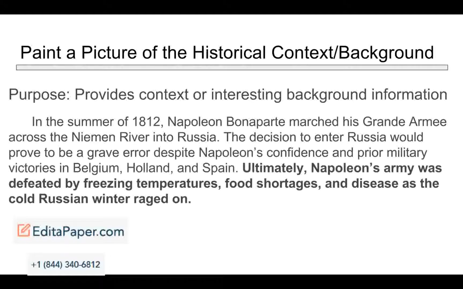So here we know the essay is going to be all about Napoleon's army, their defeat in Russia, right? And the 3 body paragraphs of this essay are going to focus on the freezing temperatures, the food shortages, and the disease, and how each of those 3 things contributed to Napoleon's army's defeat in Russia. So we have this hook strategy that really paints a picture of when this happened, why it was happening, where it was happening. So think of the when, where, why when you're giving some historical background for your reader.